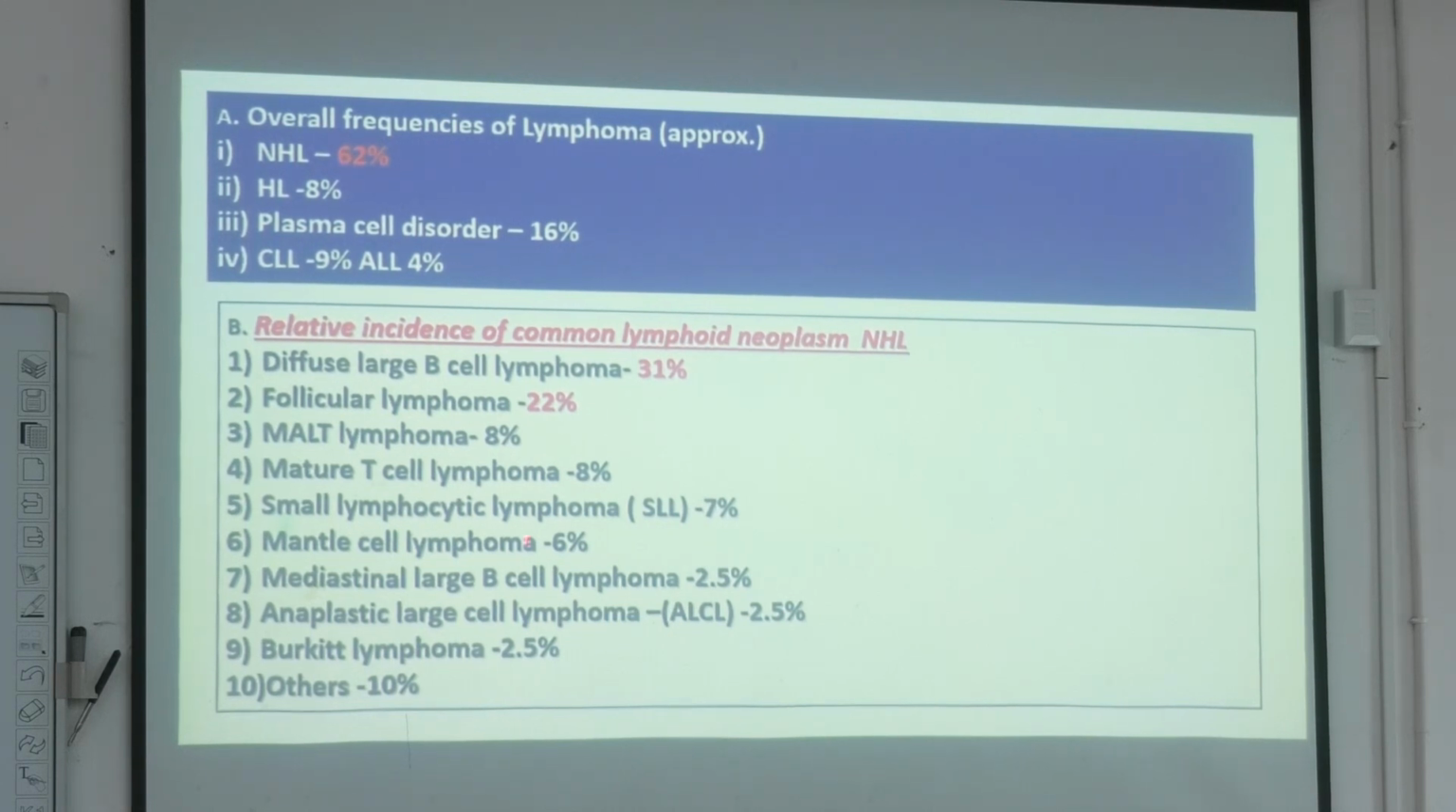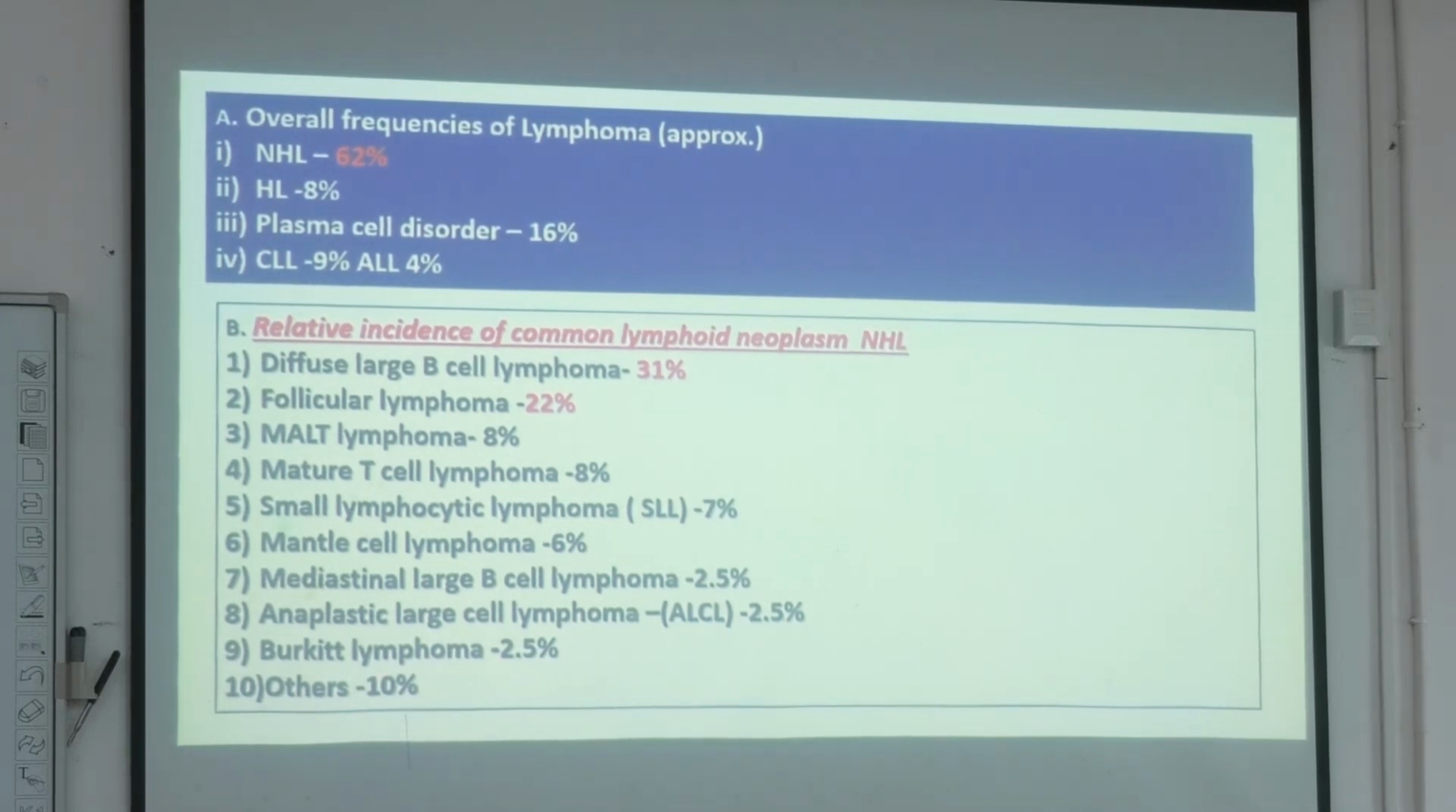We are not going through the whole relative lymphoid neoplasm list of the NHL group. Most commonly occurring is DLBCL, diffuse large B-cell lymphoma, at 31%, and follicular lymphoma at 22%. These two are the more common. Another is Burkitt lymphoma, 2.5%. So we will learn only follicular lymphoma, diffuse large B-cell lymphoma, and a few minutes on Burkitt lymphoma. The category is big, and not all of it is needed; only a few names of the NHL group we will learn.